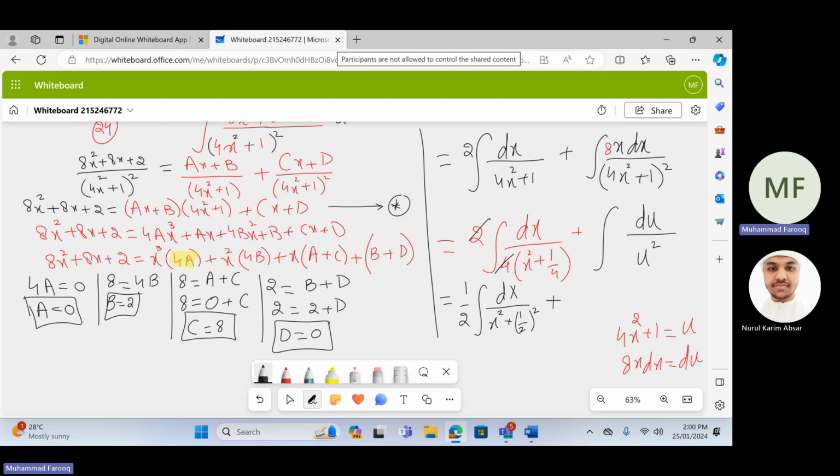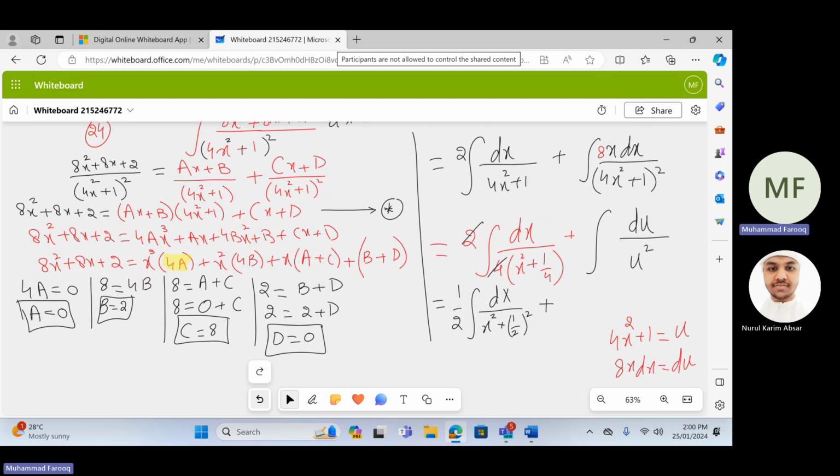Now here, u can be taken up, it becomes u power minus 2. Minus 2 plus 1 divided by minus 2 plus 1. It becomes minus 2 plus 1, negative. So negative u power negative 1, right? What is the u value?